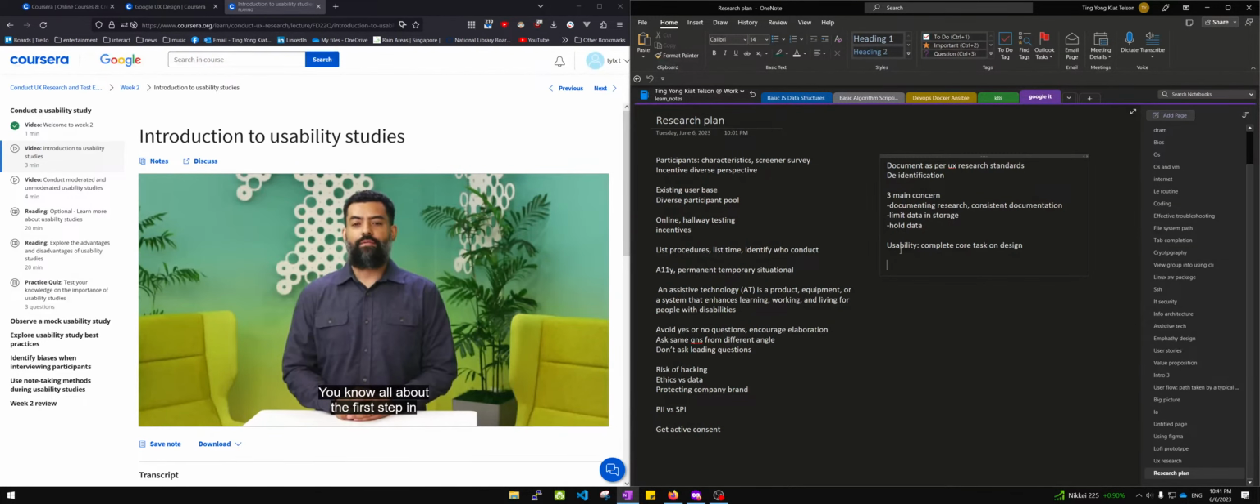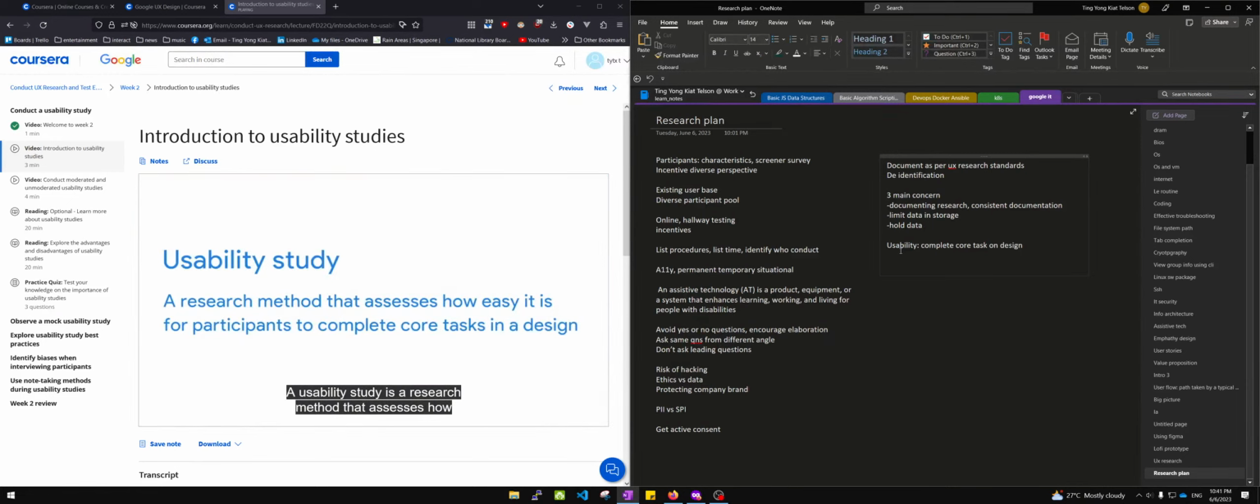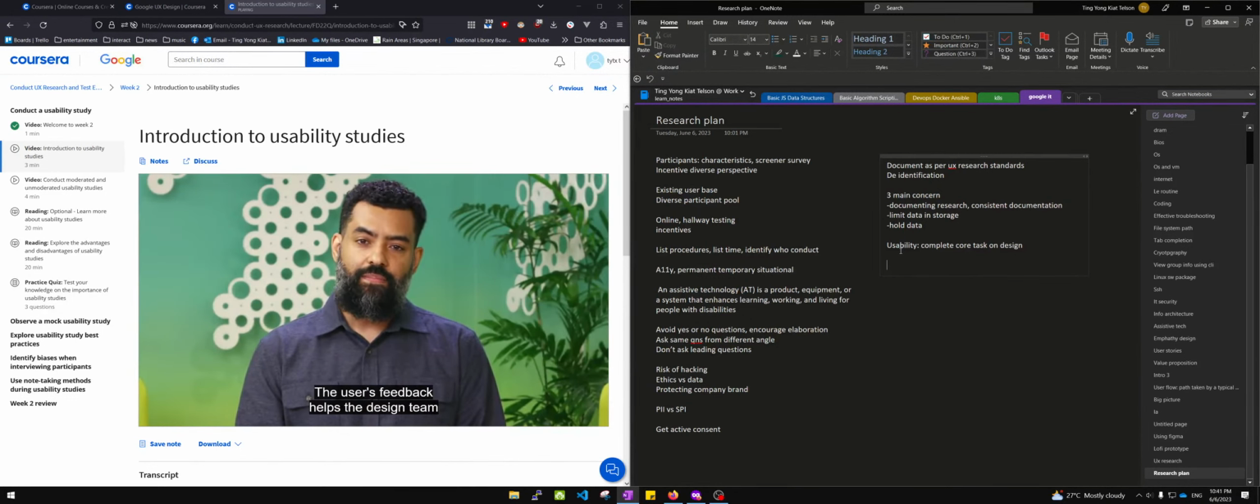You know all about the first step in a UX research study, which is planning the study. It's time to move to the second step, which is really exciting, conducting the research. So let's get started. A usability study is a research method that assesses how easy it is for participants to complete core tasks in a design. During a usability study, researchers follow participants as they interact with a product. The user's feedback helps the design team make important improvements to the user experience.